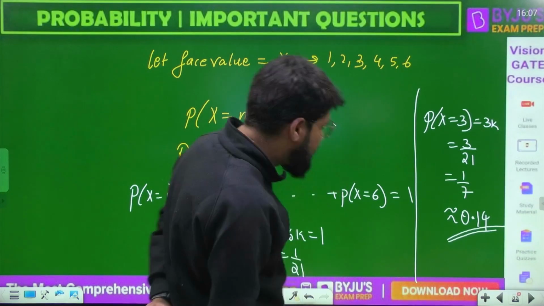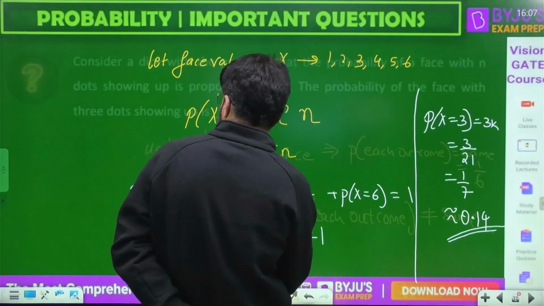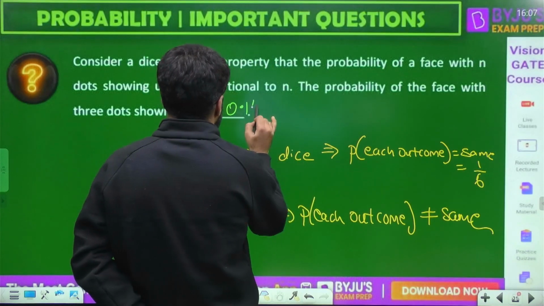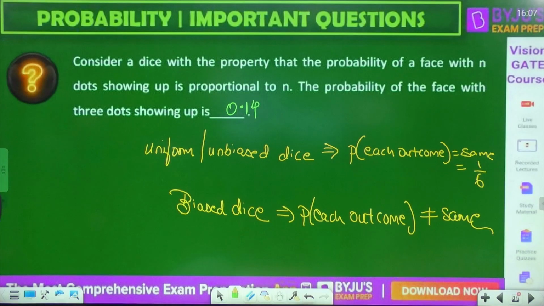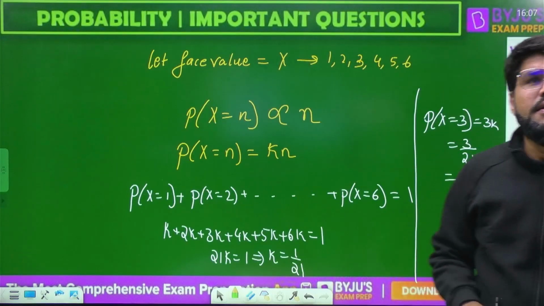Yeah, 0.1428 approximately, that is okay. 0.14. Done? Cool.